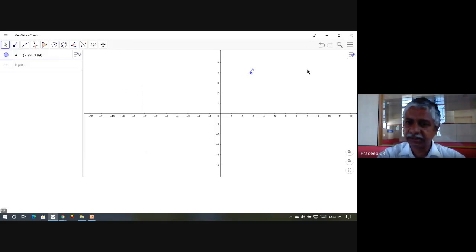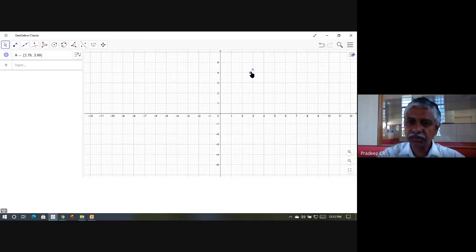So where is the grid? Yeah, so here you can see, if I put point A here, this means its x coordinate is 3 and y coordinate is 4, (3, 4). That's what this means. Point A is (3, 4), means its x coordinate is 3 and y coordinate is 4. What does x coordinate mean? X coordinate means distance of A from y axis.